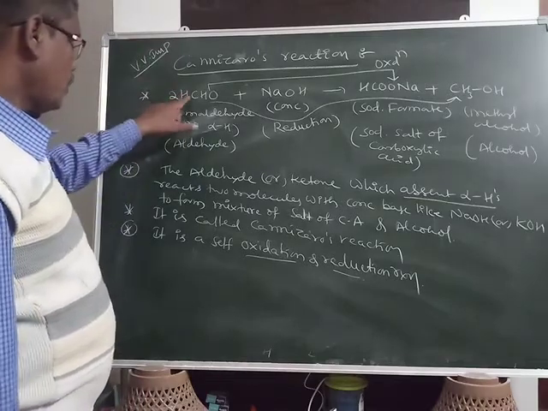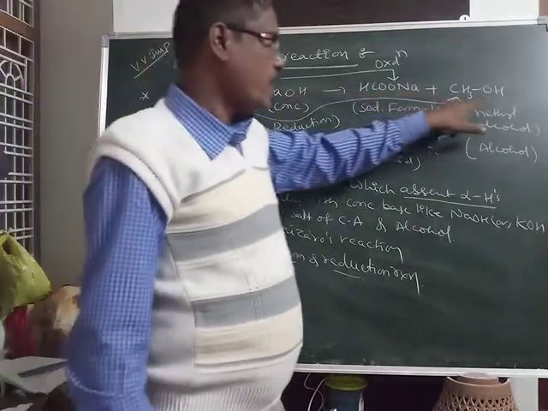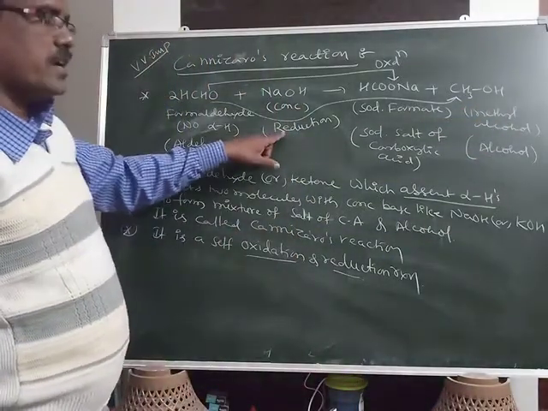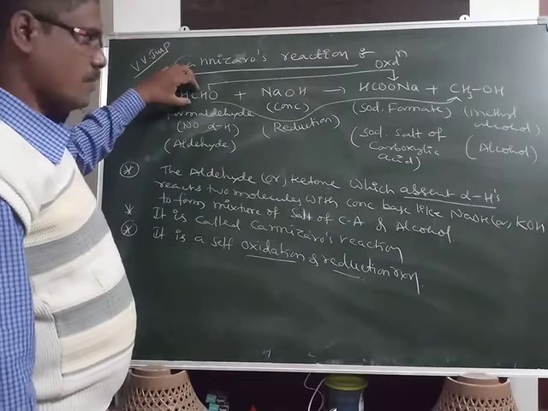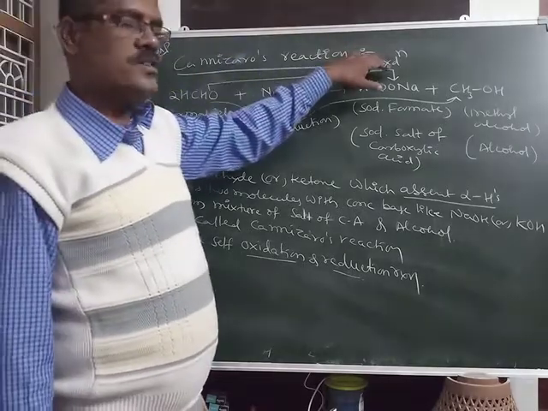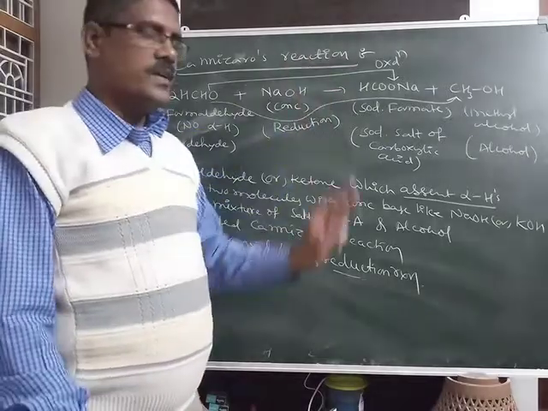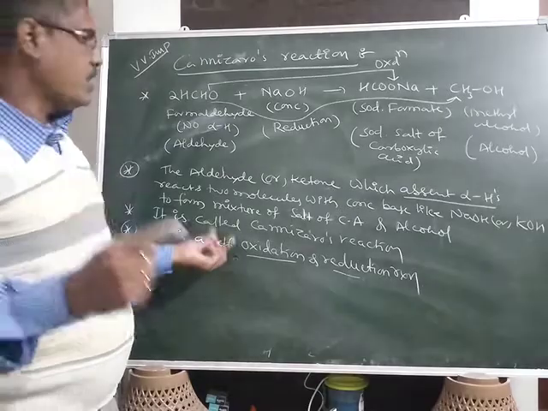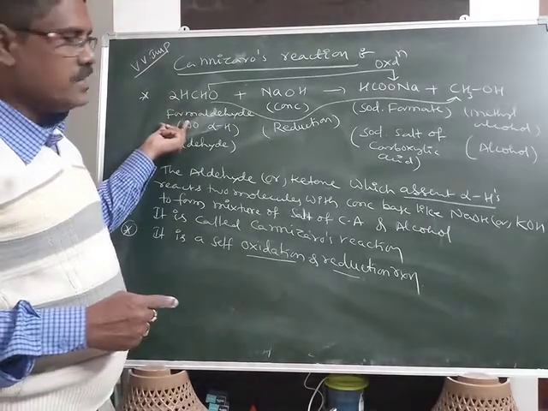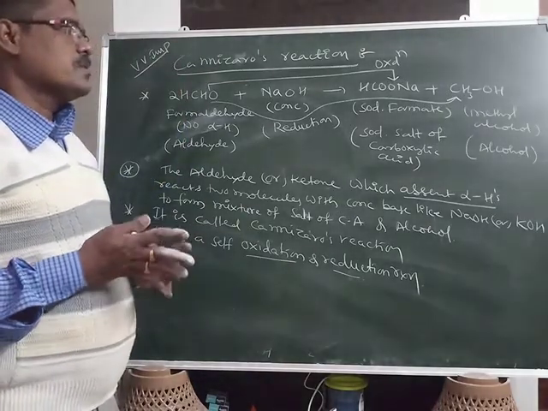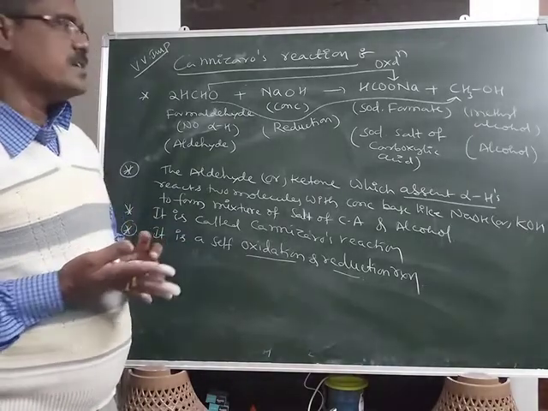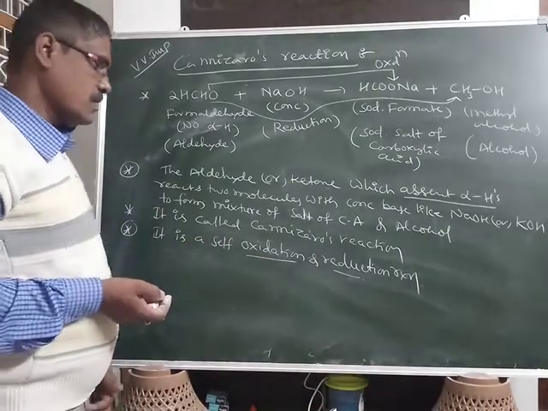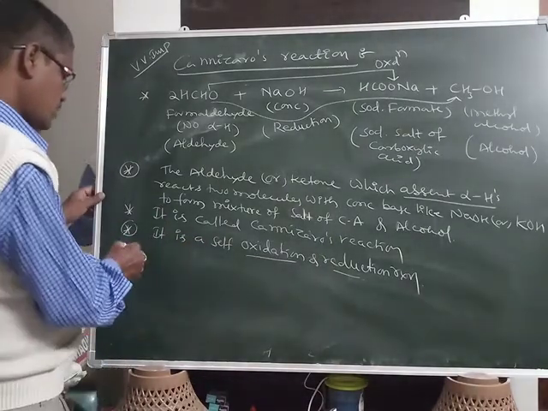Why? Because here only 2 hydrogens are present, here 4 hydrogens are present. That means addition of hydrogen is a reduction. Only the formaldehyde is involved in the oxidation and also involved in the reduction. That type of reaction is called self-oxidation reduction. Only one molecule, formaldehyde, is converting into the salt of carboxylic acid as well as alcohol. That's why this type of reaction is called self-oxidation reduction reaction.